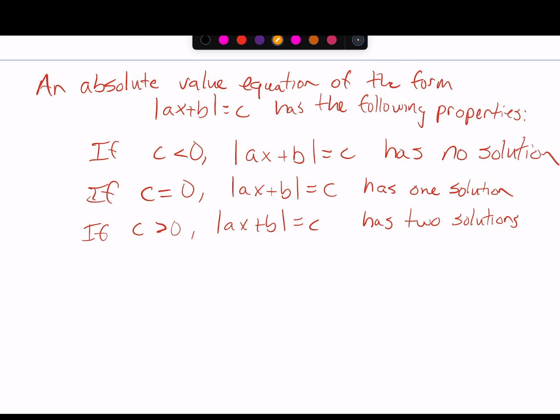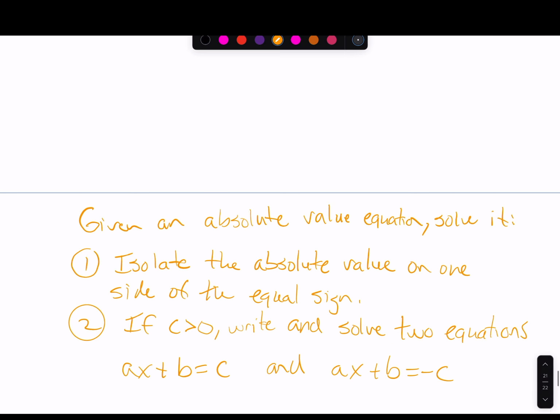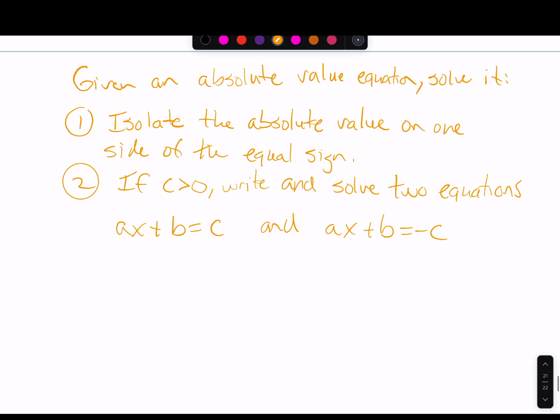So, if we're given an absolute value equation, how do we solve it? Well, the first thing we want to do is isolate the absolute value on one side of the equal sign. If c is greater than 0, then we can write and solve two equations: ax plus b equal to c and ax plus b equal to negative c. Now that we have the definition of absolute value and what absolute value equations look like with ax plus b inside of them, let's find the solution to some absolute value equations in the next example.